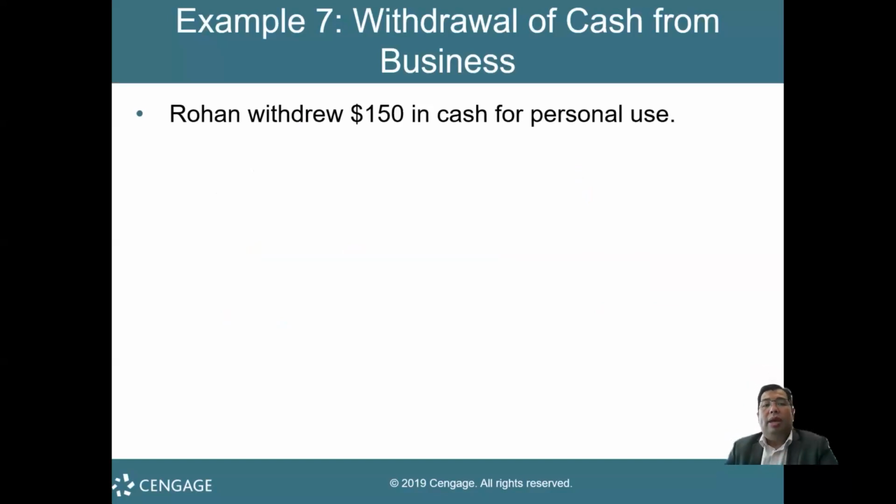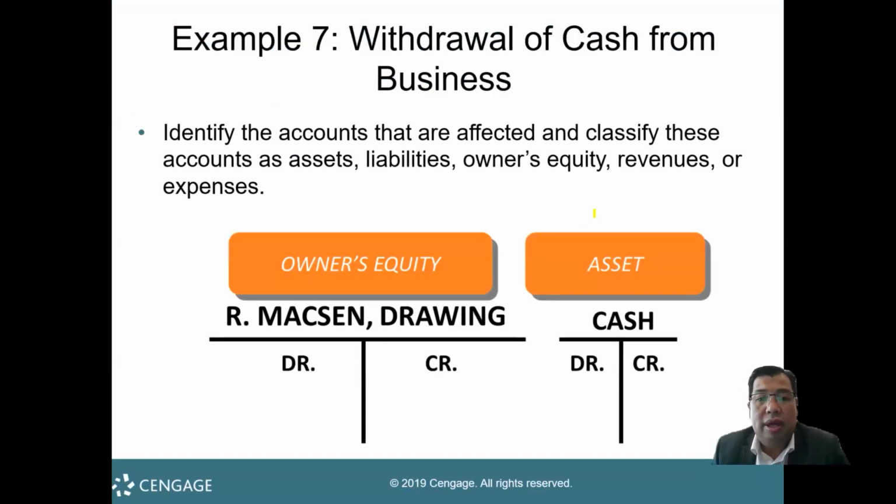Okay, number 7, the last one. Rohan withdrew 150 in cash for personal use. So the cash balance will reduce and drawing will increase. We have two types of accounts involved. Number one is drawing, and the second one is cash. Your cash will reduce, credit. Your drawing will increase.